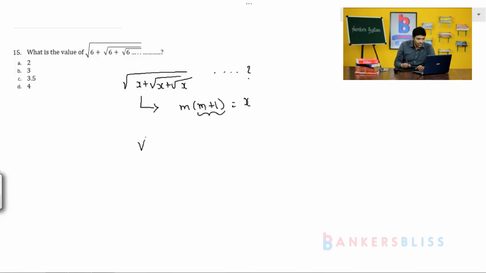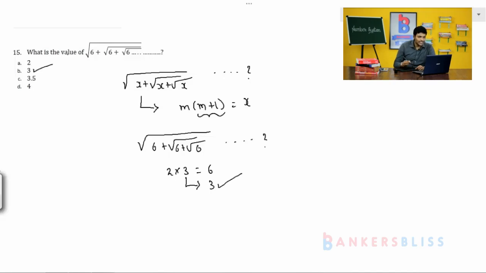Let me take an example. See here, root of 6 plus root of 6 plus root of 6 till end. What is the answer? You have to get the two successive numbers. If you multiply those two successive numbers, the greater number is your answer. So 2 into 3 is equal to 6. So the greater number 3 is your answer. So here 3 is the answer. This is the methodology we have to consider. Two successive factors you have to take, the greatest factor will be your final answer.